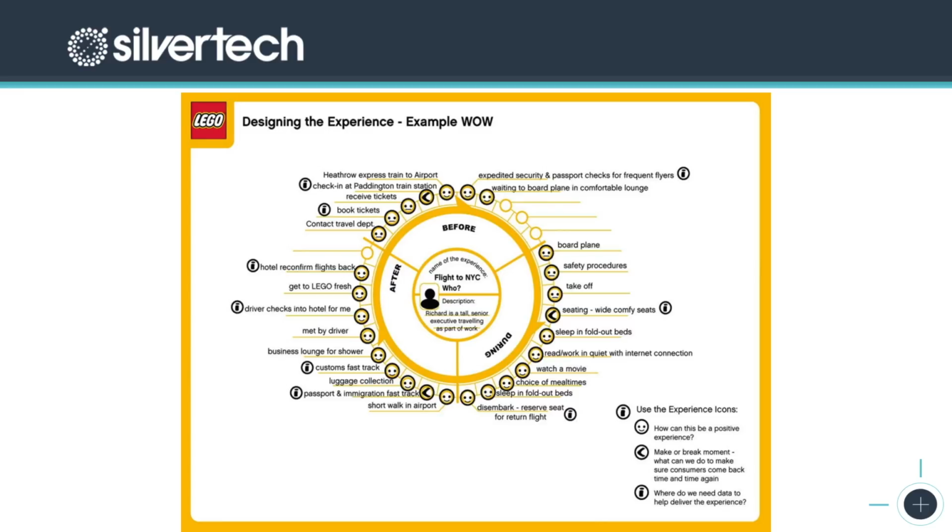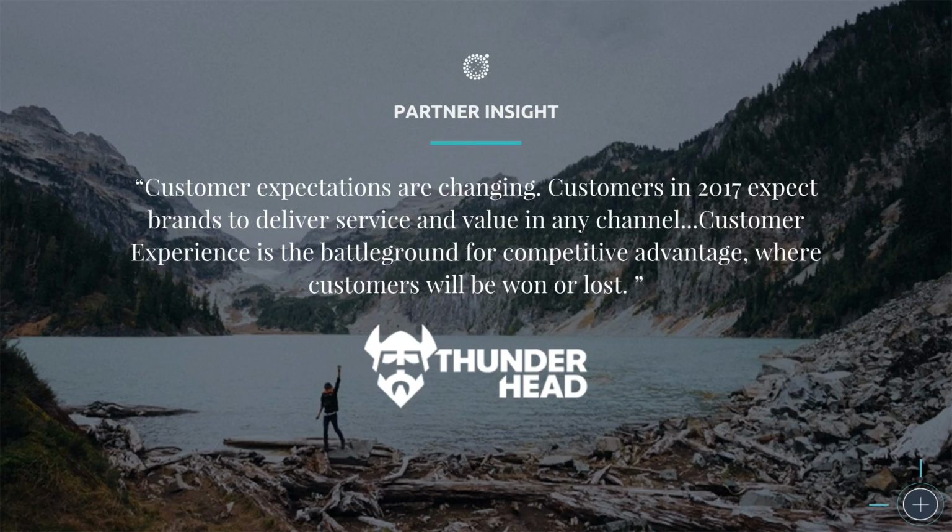Partner insight. So whether it's a wheel or a timeline, here's the main reason you need a customer journey map. Customer expectations are changing, and customers in 2017 expect brands to deliver service and value in any channel, irrespective of the channel or what kind of industry or product your brand represents. As customer expectations change, a new commercial prize is becoming clear. Customer experience is the battleground for competitive advantage, where customers will be won or lost, and that's from our partners over at Thunderhead. We'll hear a little more from them later in the presentation.